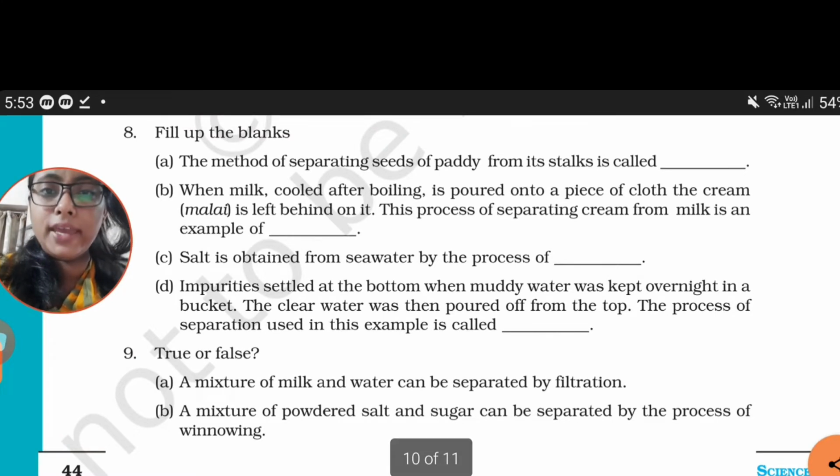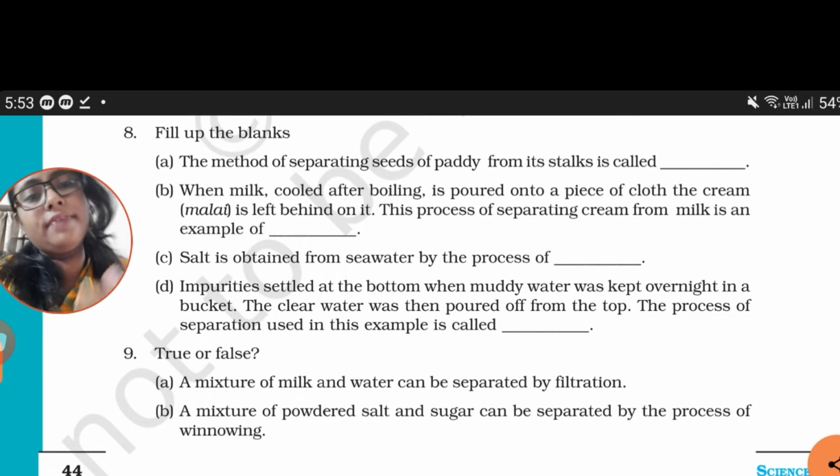Okay, this is from the NCERT. So give the heading NCERT question, then 8 and 9. Questions 1 to 7 and whatever the remaining questions from the NCERT, we will discuss in the next class.